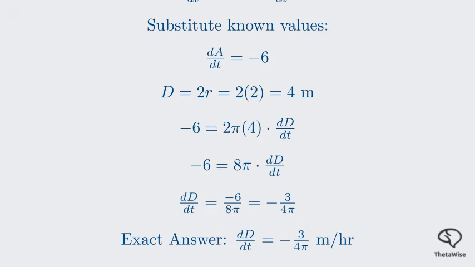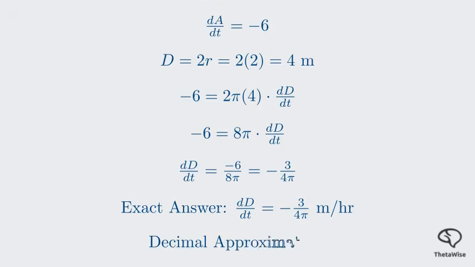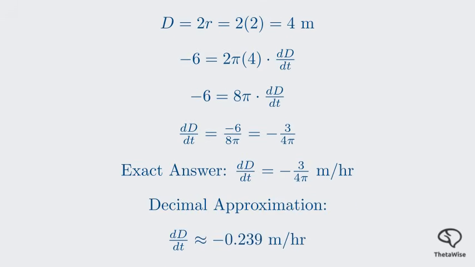The question also asks for a decimal value. Calculating this on a calculator, we get approximately -0.2387. Rounding to 3 decimal places, the rate is approximately -0.239 meters per hour. The memo correctly provides both the exact fractional answer and the rounded decimal answer.